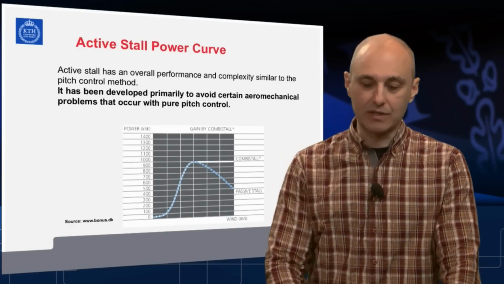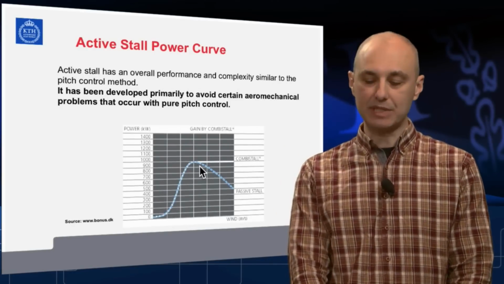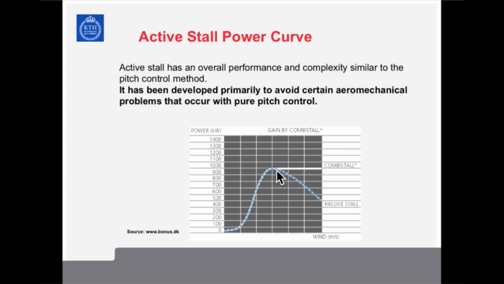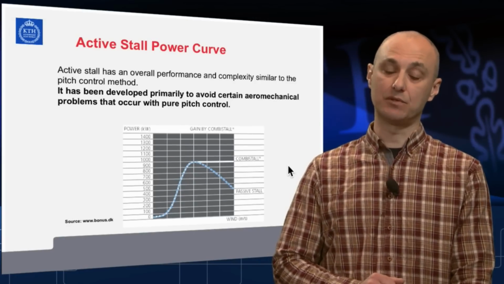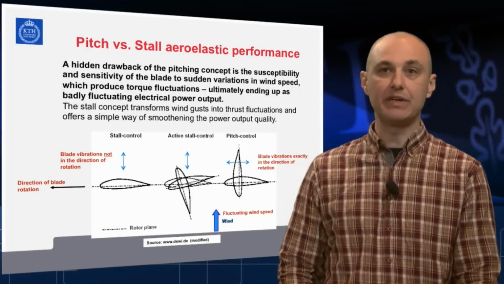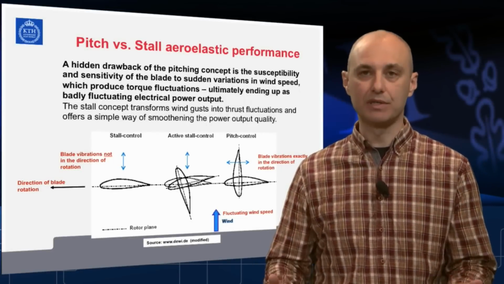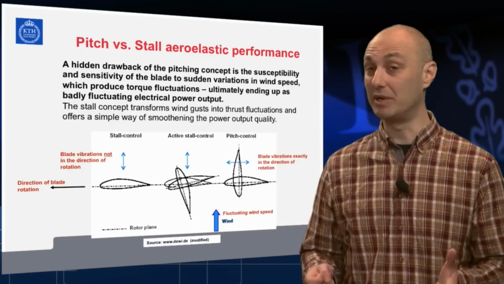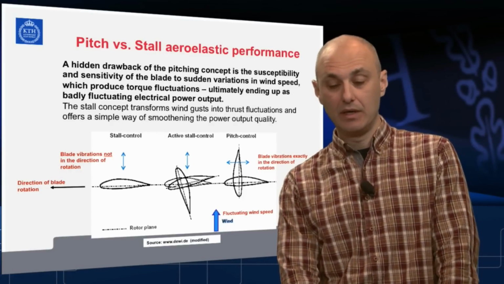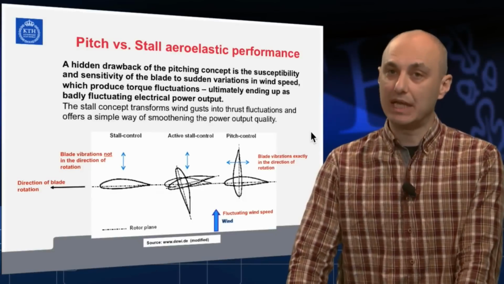The active stall power curve aims at delivering nice, very well-maintained rated output at high winds, also nice and optimum power output at low winds, and avoiding some of the drawbacks of stall. There is one very hidden drawback of stall. That's actually the reason for the active stall to be developed, even if it's not really used, especially not nowadays with the big turbines. It is pretty much an aeroelastic phenomenon.